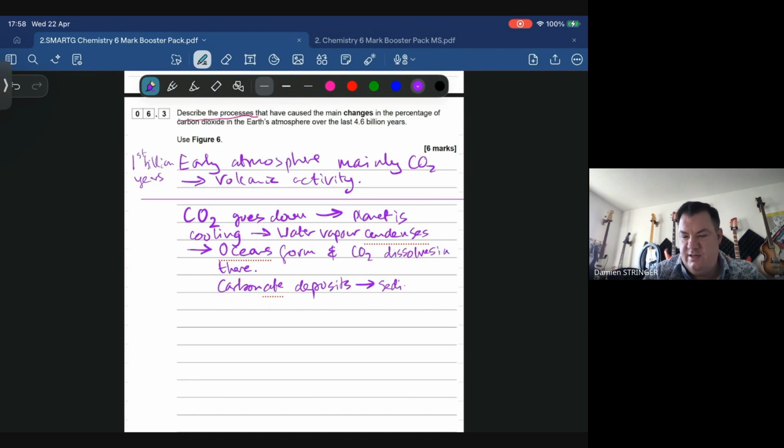So that's another thing that gets rid of it. So that's probably 4.6 to around about 2.7 billion years. Right.